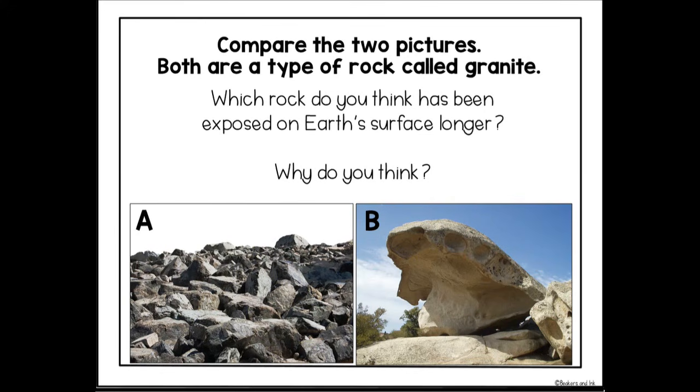Okay, let's continue. Probably, I'm guessing most of you said B. If you take a look at B, B has a much more rounded shape to the rock. It looks much smoother. This could be a good indicator that B has been exposed on the Earth's surface longer than rock A, which is very pointy.